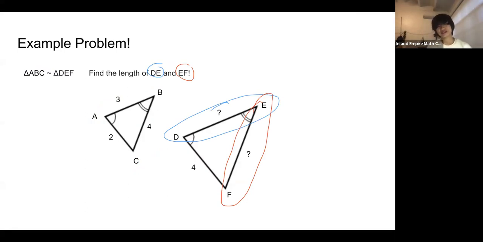I'll give you a moment to think about it. And if you want any clarifications on what the question's actually asking, I can answer that. And also just to make sure, AB is equal to 3, BC is equal to 4, and AC is equal to 2. This is 4. So we give you a couple side lengths.